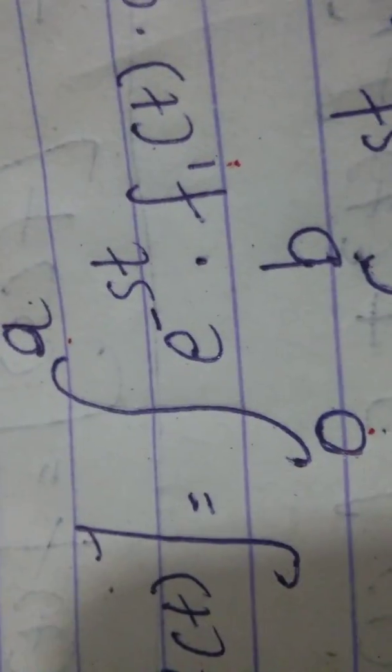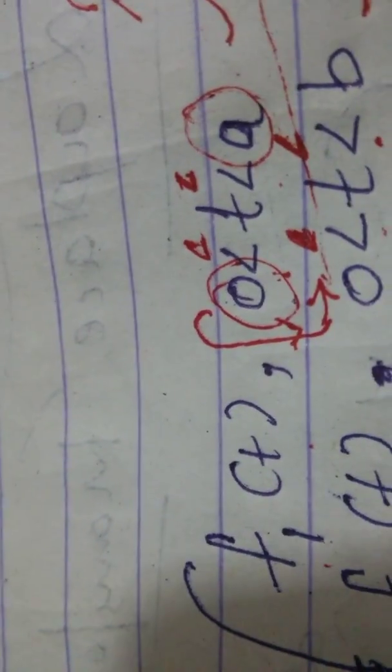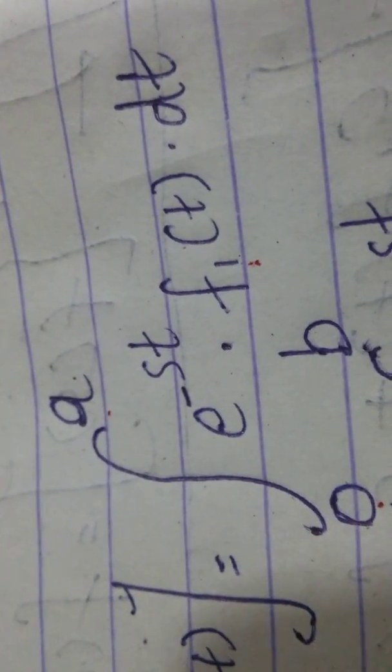Therefore L of f(t) is equal to the integral from 0 to a of e to the power of minus st into f1(t) dt. How did you write this? We have got here given f1(t), 0 less than t less than a, and we have taken that and put it here, a to 0, e to the power of minus st f1(t). Here it is f1(t).